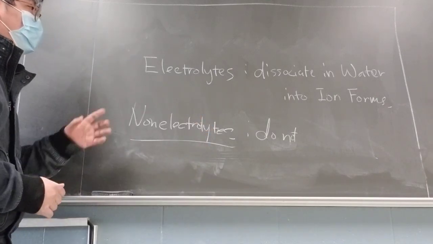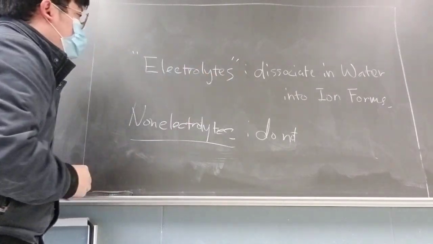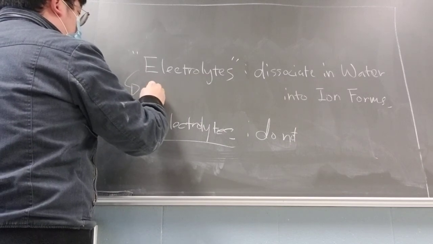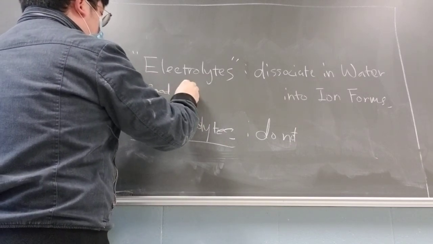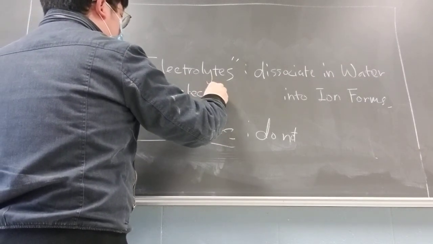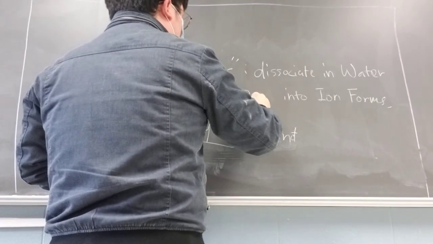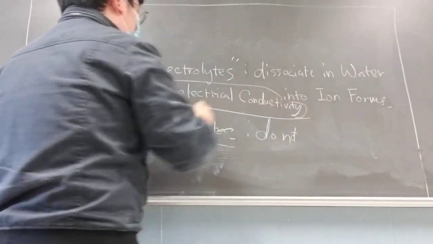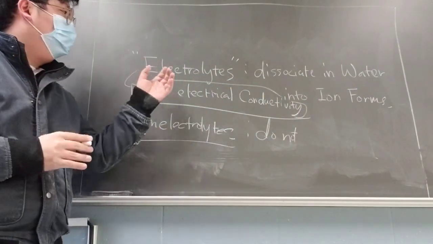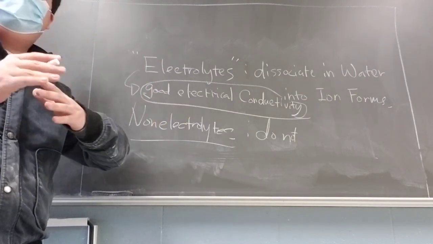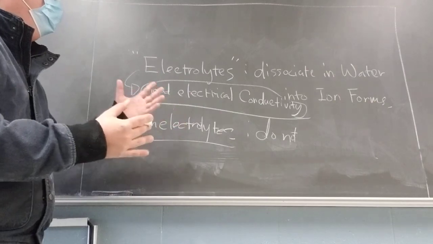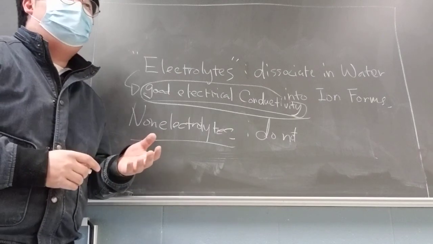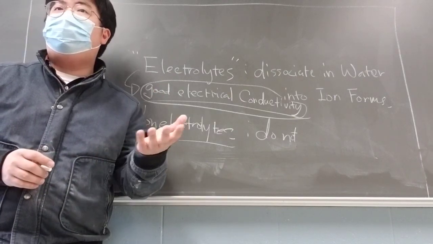So why is it so important? What it really means here is that electrolytes show pretty good electrical conductivity. The electrolyte is a substance that has the potential that when it goes into water and makes a solution, that solution will show you good electrical conductivity, meaning you're going to have a flow of charge.